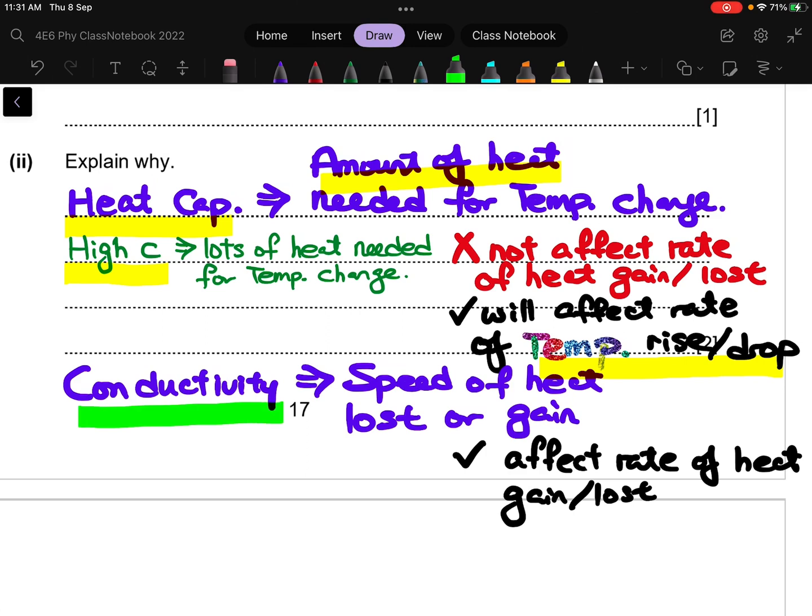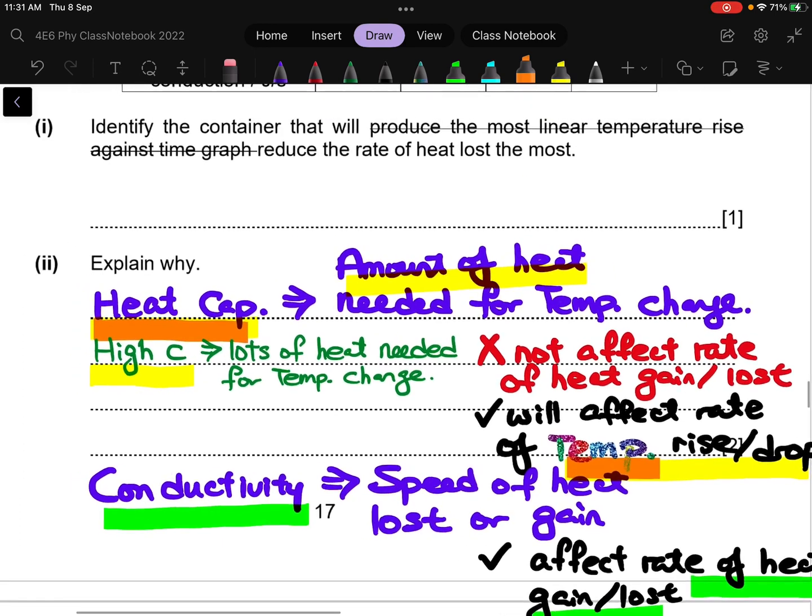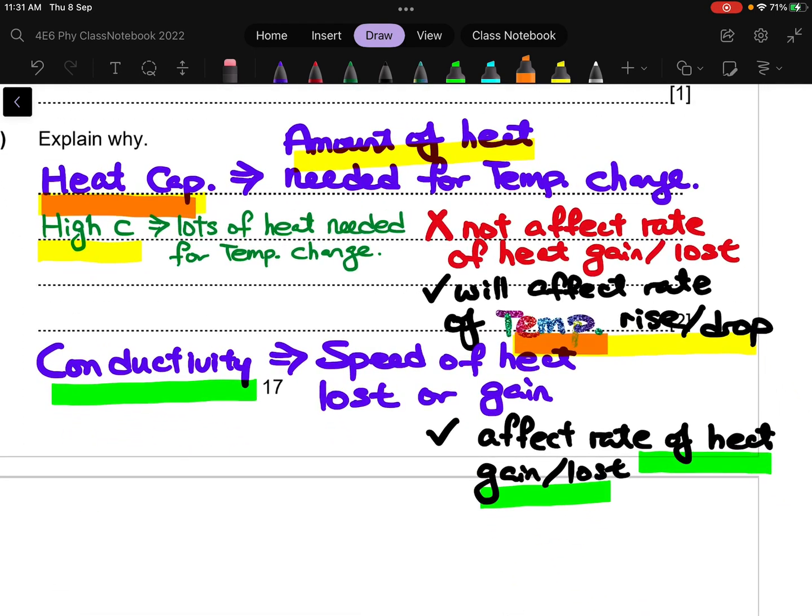It is very different when you explain conductivity, because conductivity tells you how fast or quick energy is being transferred. So you should relate your conductivity to the speed of heat gain or loss, compared to heat capacity, where you relate it to the speed of temperature rise or drop. As long as you can give me a reasonable answer, I will give you the marks, and automatically you will get the 1 mark for your part I.